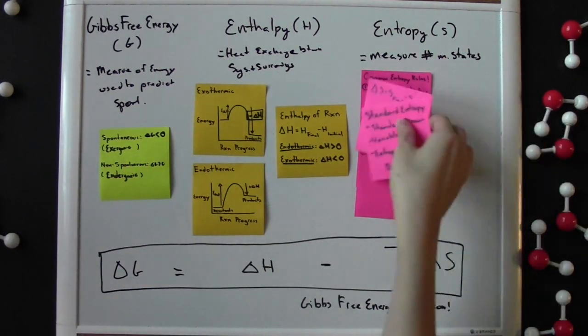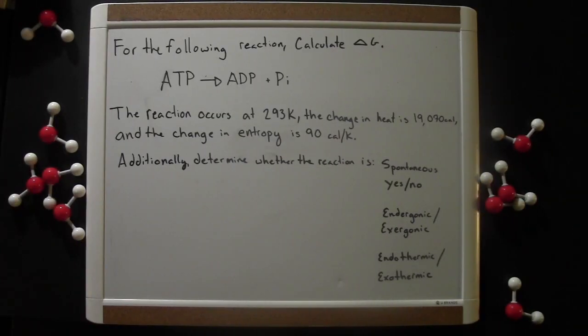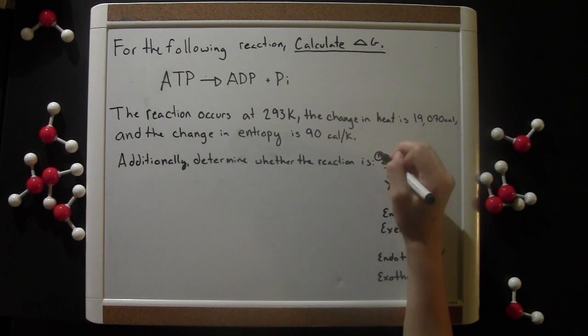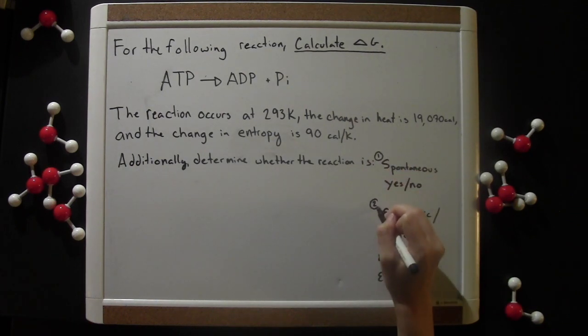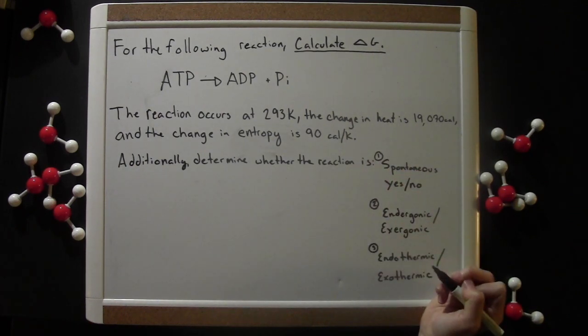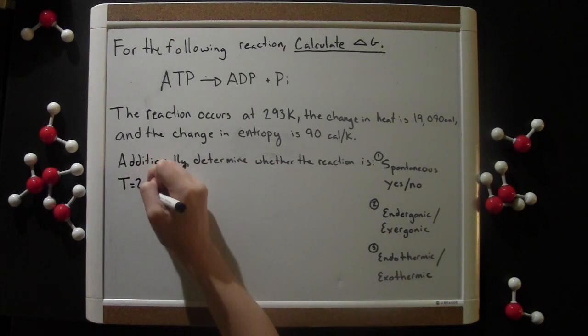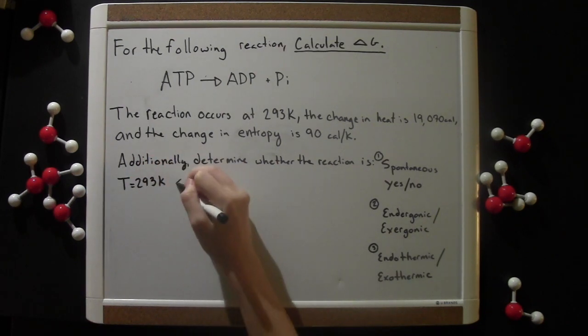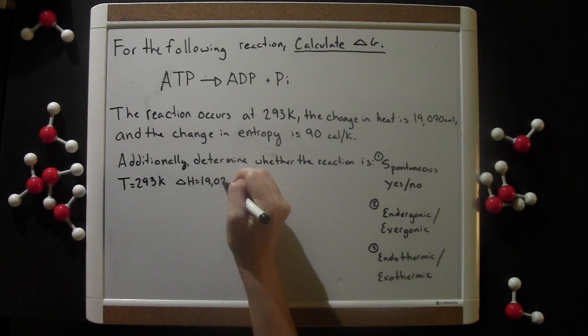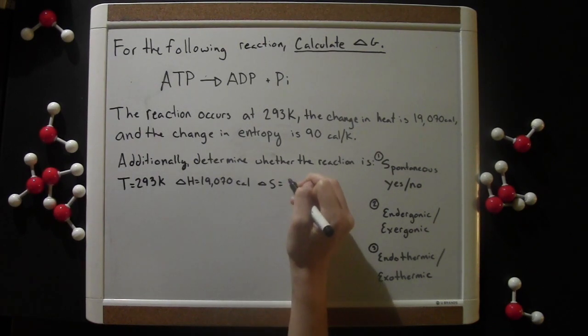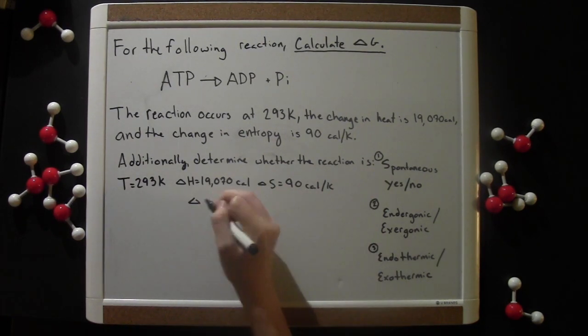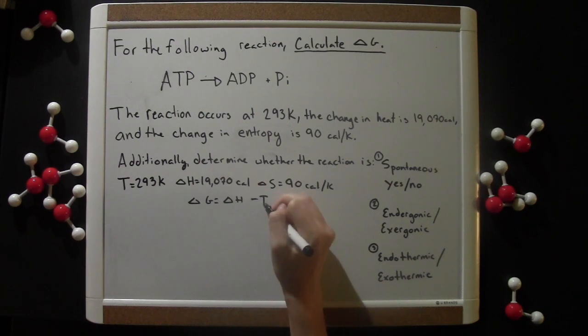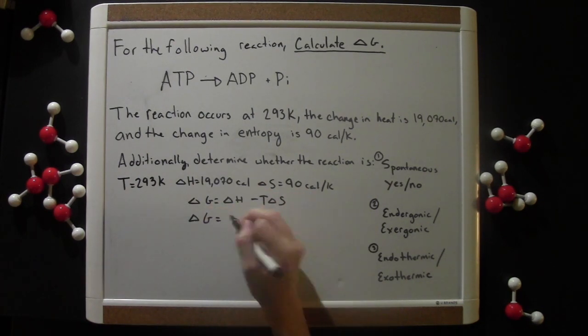Using what we've learned, let's solve a problem. For the following reaction, calculate delta G. Additionally, determine whether the reaction is spontaneous, endo or exergonic, and endo or exothermic. Since we know that the reaction occurs at 293 Kelvin, the change in heat is equal to 19,070 calories, and the change in entropy is equal to 90 calories per Kelvin, we have all we need to solve the Gibbs free energy equation for this problem.